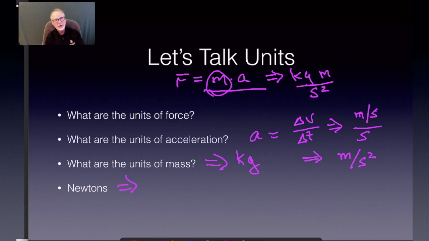Imagine that, named after the man himself, right? And we're just saying 1 Newton, which we represent by the symbol N, is equal to 1 kilogram meter per second squared. All right. So in the metric system, in our SI system of units, the units for force are newtons. So keep that in mind.